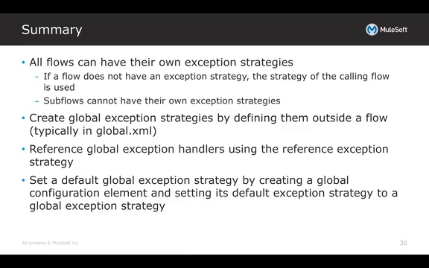And finally, we saw that all flows can have their own exception strategy. If a flow does not have an exception strategy, the strategy of the calling flow will be used. Subflows cannot have their own exception strategy. They're going to always inherit from the parent flow that calls them.